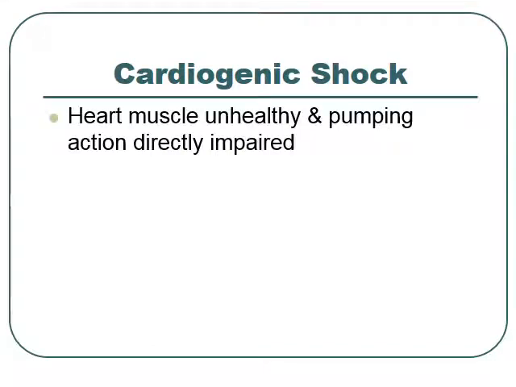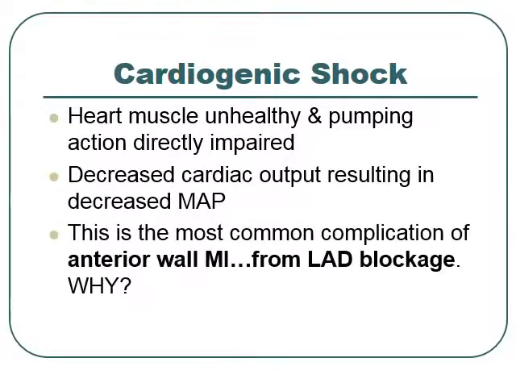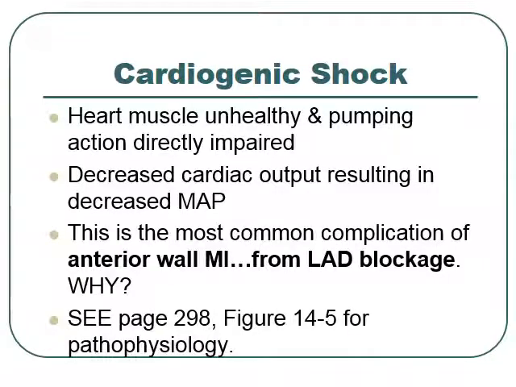The second type of shock that we're going to talk about is cardiogenic shock. And what is cardiogenic shock? It's usually from a heart attack or from having an MI. The heart muscle is unhealthy, and the pumping action of it is directly impaired. In a nutshell, that's what cardiogenic shock is. We have decreased cardiac output, and if we have decreased cardiac output, it results in a decreased mean arterial pressure.